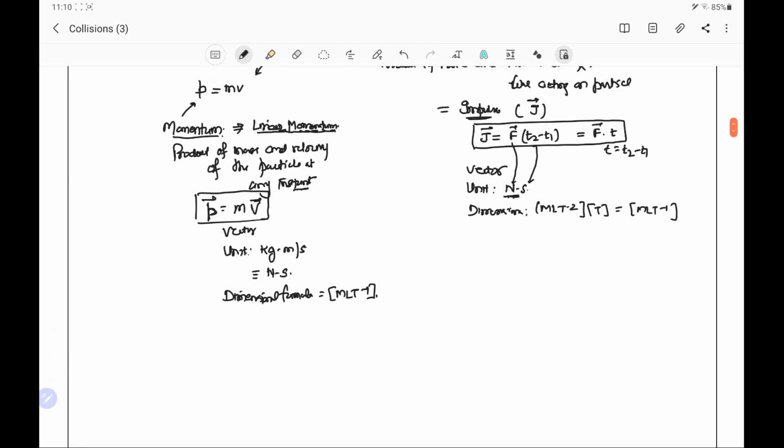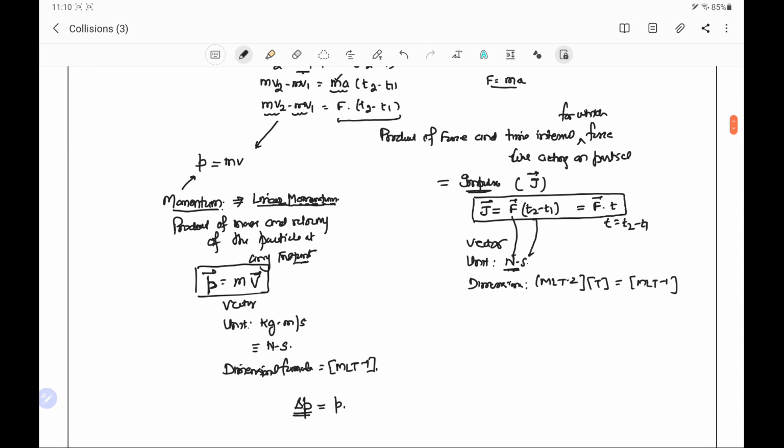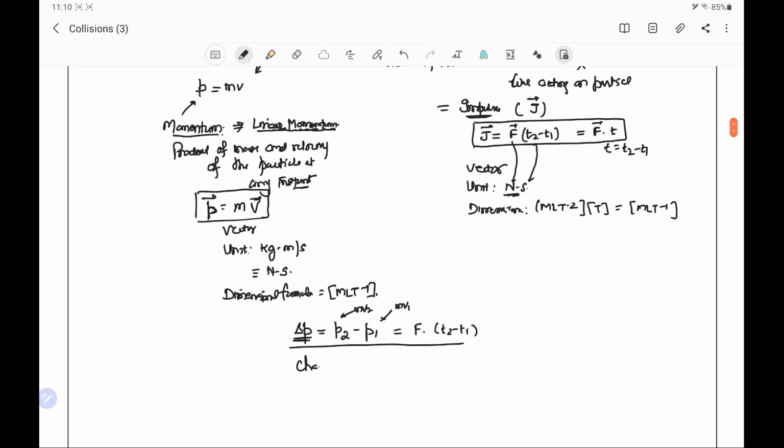So we can say here that change in momentum, delta p, is the change in momentum. Change in momentum is p2 minus p1. p2 is mv2 and p1 is mv1. p2 is momentum at time instant t2 and p1 is the momentum at time instant t1. So change in momentum is equal to the force into t2 minus t1, that is the impulse. So from this equation it can be written as change in momentum is equal to the impulse of force.